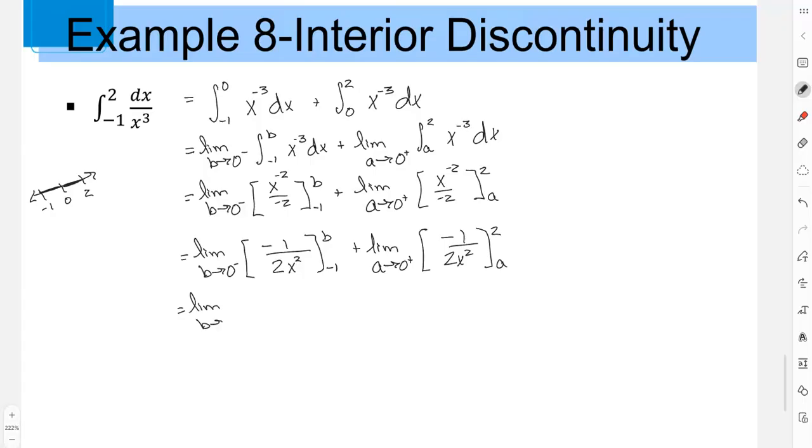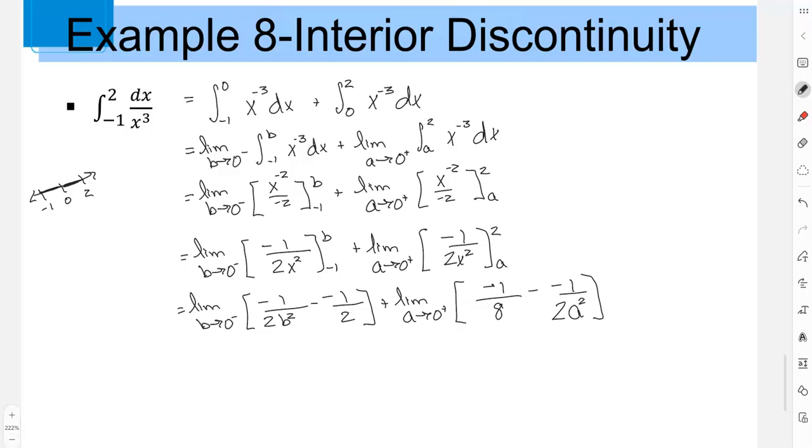So now let's do the fundamental theorem of calculus since I've rewritten. When I plug in the b, I have negative 1 over 2b squared minus negative 1 over 2, and then negative 1 squared is a positive 1. So that's just going to be a 2. Plus the limit as a approaches 0 from the right. I'm going to plug in the 2, so negative 1 over 2 times 2 squared, which is going to be an 8. And then plug in the a, minus negative 1 over 2 times a squared.